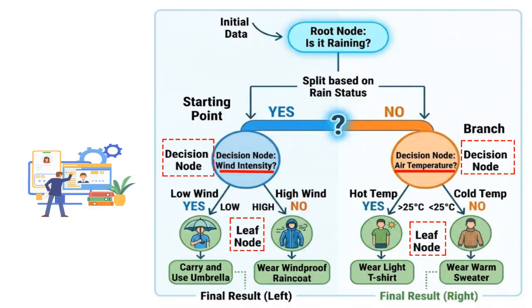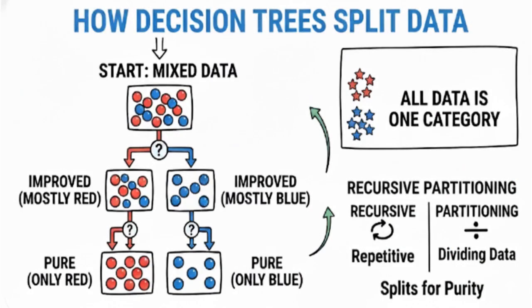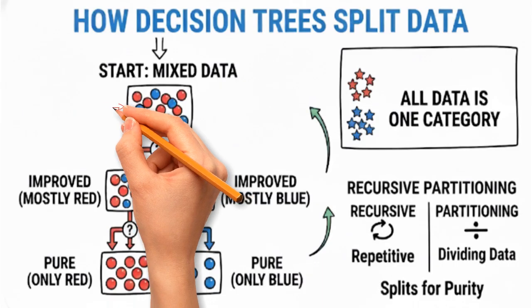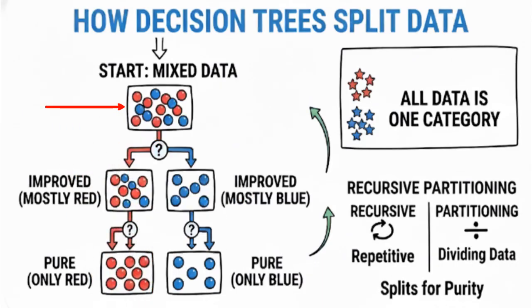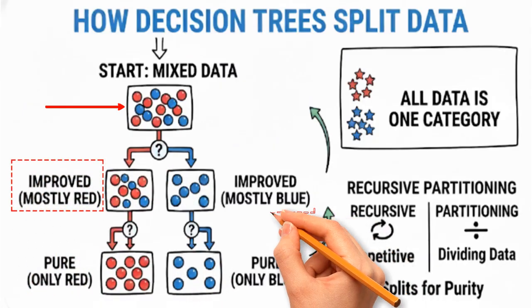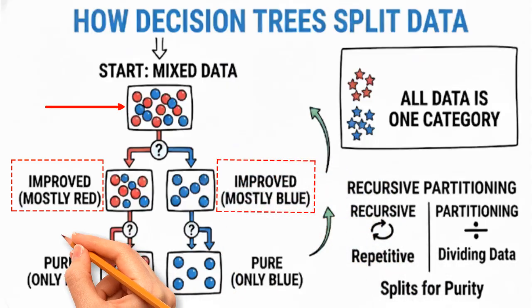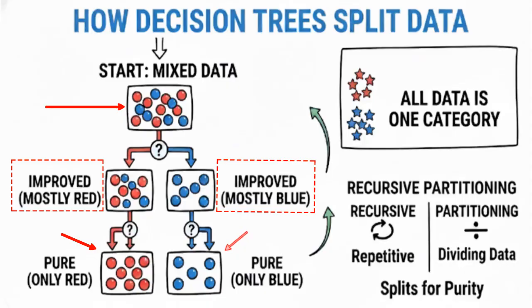Now the big question is, how does the tree decide which questions to ask? The goal of a decision tree is to create groups that are as clean as possible. To understand this, imagine a box filled with red and blue balls. If the box has a mix of both colors, it is messy. We don't have a clear answer. But if we split the balls into two boxes and each box contains mostly one color, that's much better. And if a box contains only one color, that is perfect. This idea is called purity. A pure group means all the data points in that group belong to the same category.